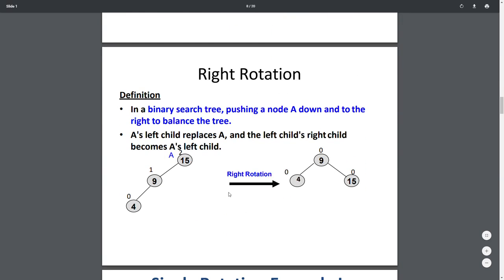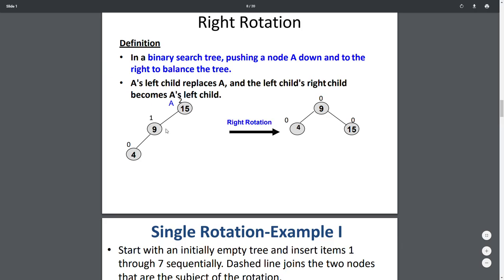Now right rotation. Consider this tree. 15 has balance factor 2. This has 1 and this has 0. So this tree is not a balanced tree. Now we have to apply rotation. How do we find which rotation is applied? Consider the last node which we inserted. 4 is inserted last and 15 is the critical node. So the new node is inserted at the left part of the left subtree. So this is a left heavy tree. To make a balance we have to move some node to the right side. The new node is inserted in the same direction, left part of left subtree, so we have to apply R rotation.